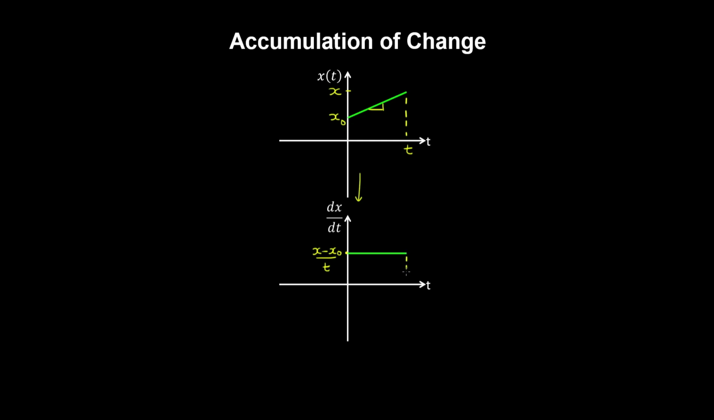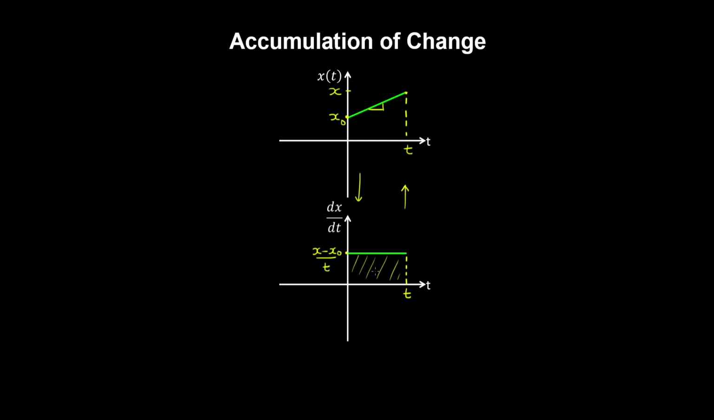and the area under the rate curve, or the rate of change function, which is the velocity in this case, can be obtained by multiplying this slope by time to give the area under this curve. And that area gives the accumulation of change. So as you can see, if you multiply (x minus x0) over t by t, the t's cancel and that gives you x minus x0, which is the accumulation of change from time 0 to time t.